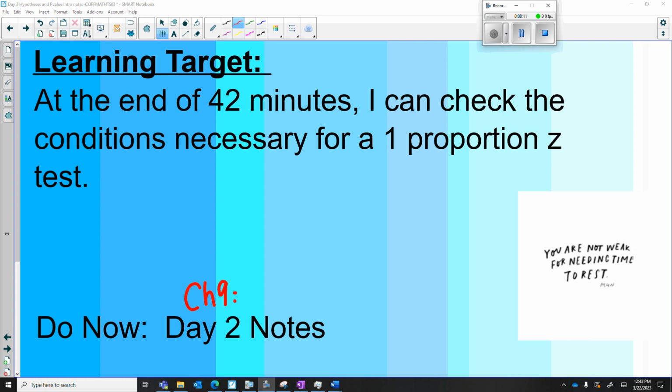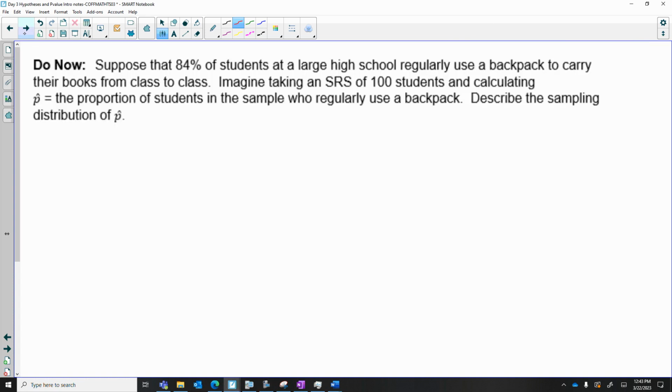So far we've been talking about hypothesis tests, and we've been talking about formulating a null hypothesis and an alternative hypothesis. And today we're going to talk about the conditions or assumptions that we have to check before we proceed with our next type of inference procedure, which is the hypothesis test.